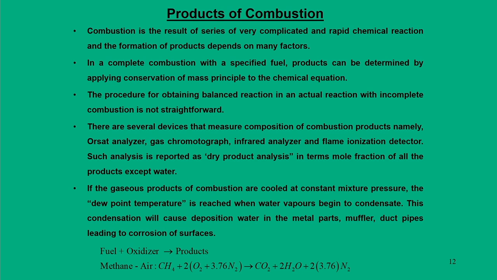Okay, now the next segment that we are going to discuss is the products of combustion. Till this point of time we have seen fuel mixes with oxidizer to give combustion products, but what are the products that come? In an ideal situation the products will be carbon dioxide, water and nitrogen. Now that means this is a complete combustion to obtain the balanced chemical reaction.